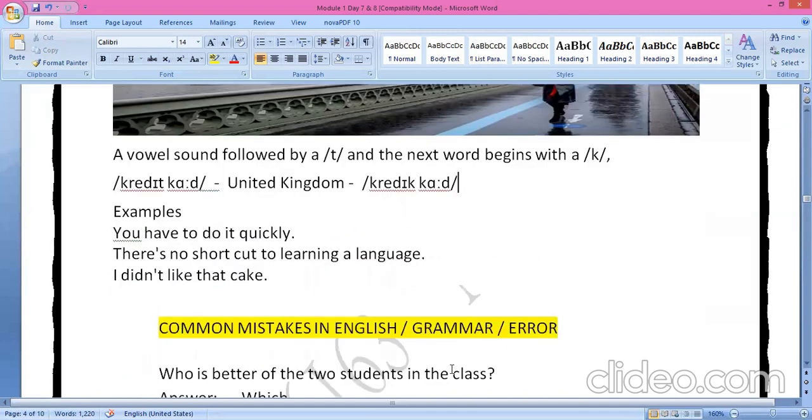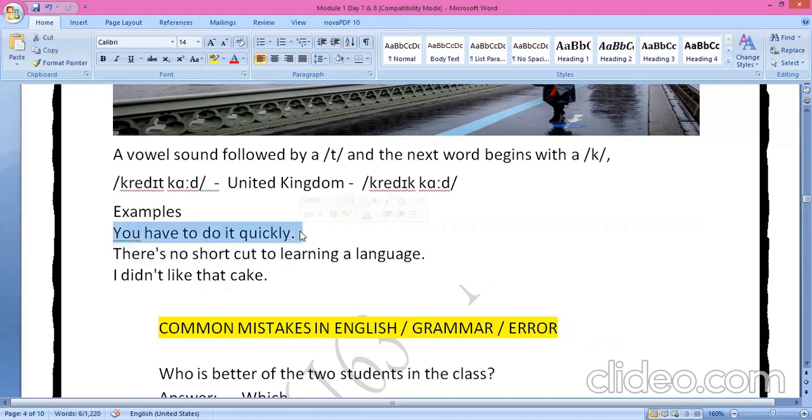Okay. So can you just read it now here? These two. You have to do it quickly. Do it, and then you have to assimilate it. Do it quickly. You have to do it quickly. Right. Now next one. Shortcut. There's no shortcut. Yes. Learning a language. Right. And here, that cake. I didn't like that cake. That cake. Yes. Monica, ma'am, can you just read it out?